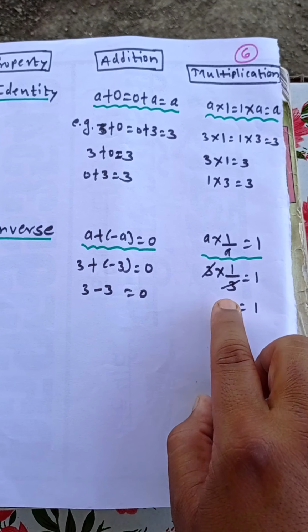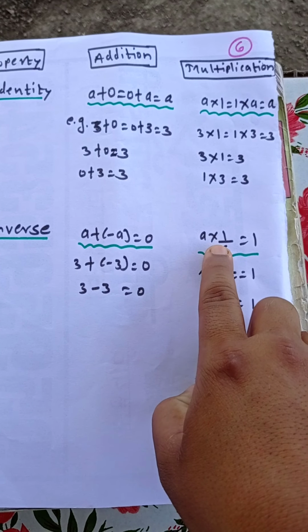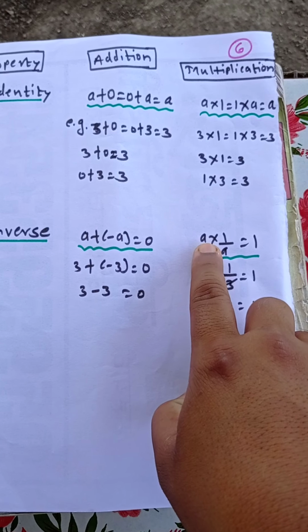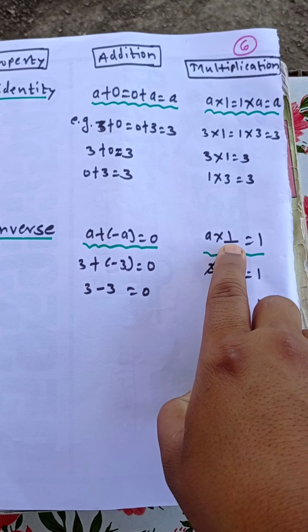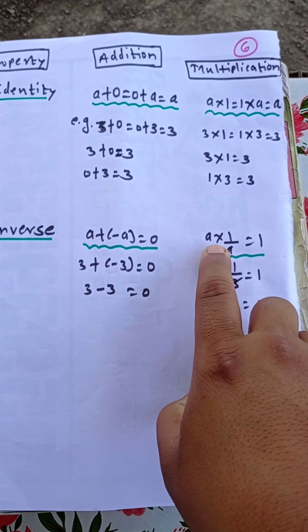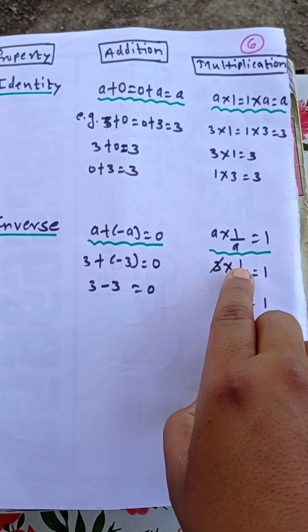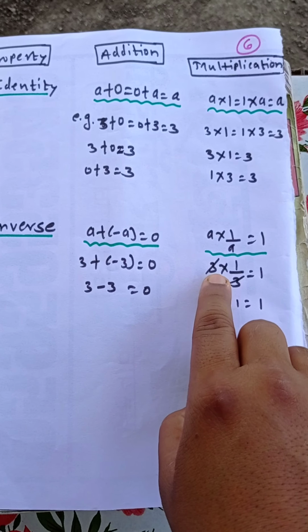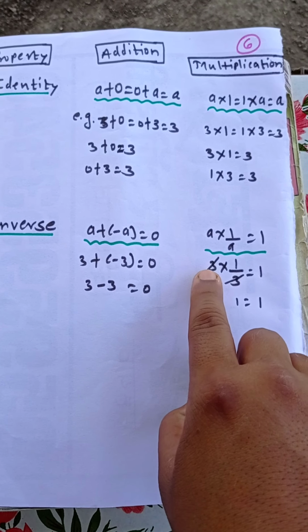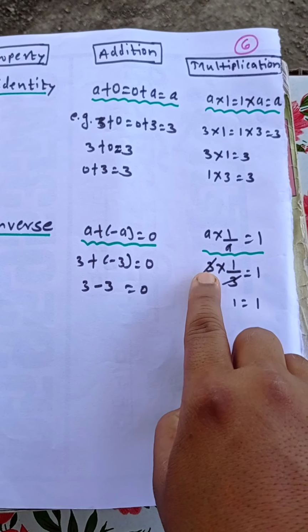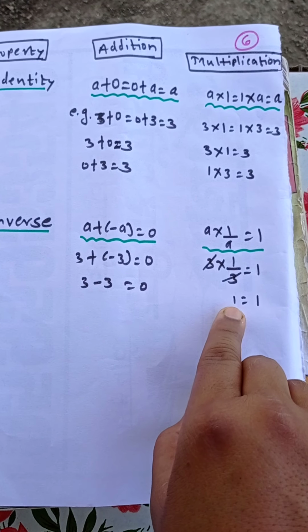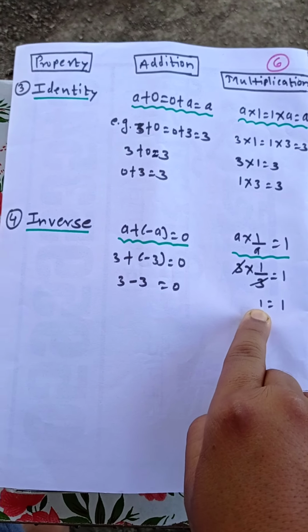Now inverse of multiplication. Here is the property: A into 1 upon A. A's multiplicative inverse is 1 upon A. If we multiply A and its multiplicative inverse, that is 1 upon A, we get the answer 1. For example, 3 into 1 upon 3, since the multiplicative inverse of 3 is 1 upon 3. This 3 will get cancelled and only 1 will remain. So here is the end of this property.